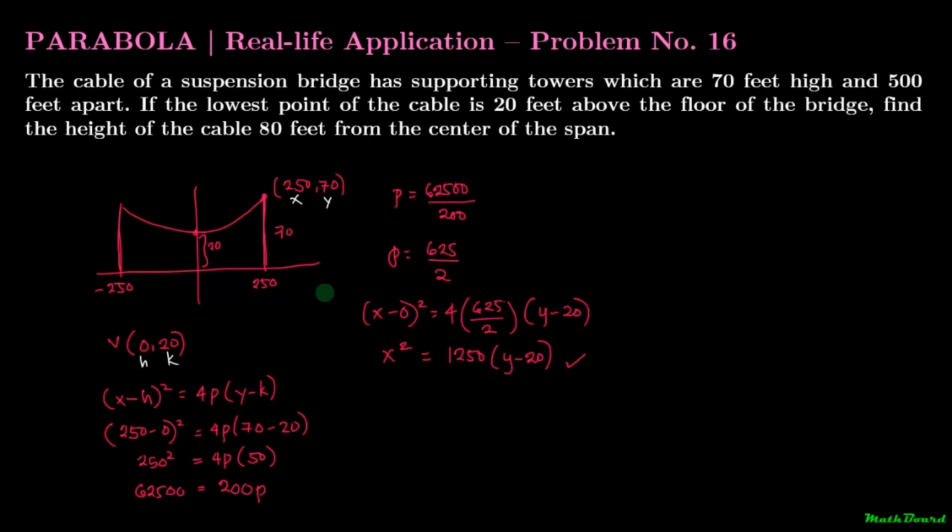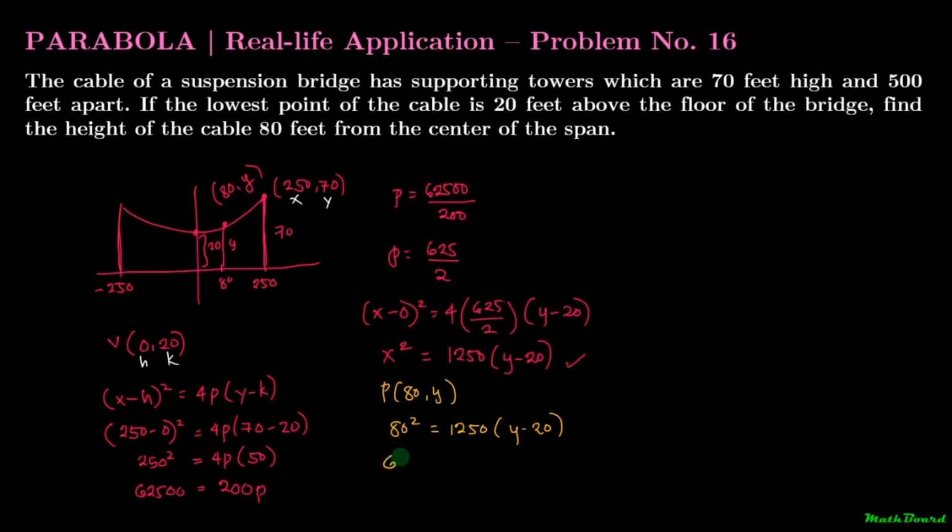Ngayon, isolve na natin yung tanong dito na find the height of the cable 80 feet from the center. Ito yon, yung 80 feet, kukunin yung height ng cable, yung y. So, magkakaroon tayo ng point dito na 80, y. Hahanapin natin yung y, yung height ng cable, kung saan 80 feet siya mula dun sa center. So, may point tayo na 80, y. I-substitute lang natin dito sa standard equation. Ang x ay 80. So, 80 squared equals 1,250 times y minus 20.